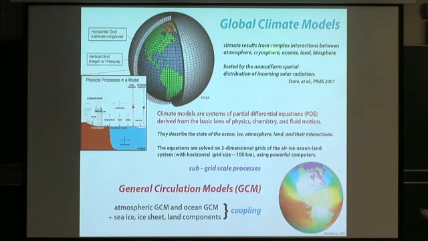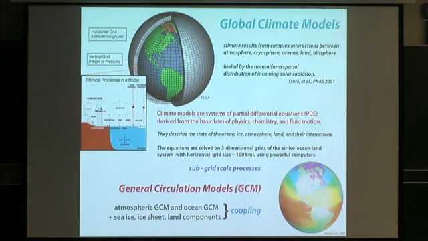And of course, climate results from complex interactions between all the different components, the atmosphere, the cryosphere, lands, and so on. But these climate models are big systems of partial differential equations derived from the basic laws of physics and chemistry and fluid motion. And of course, they describe the state of the system as well as how all these different pieces interact.